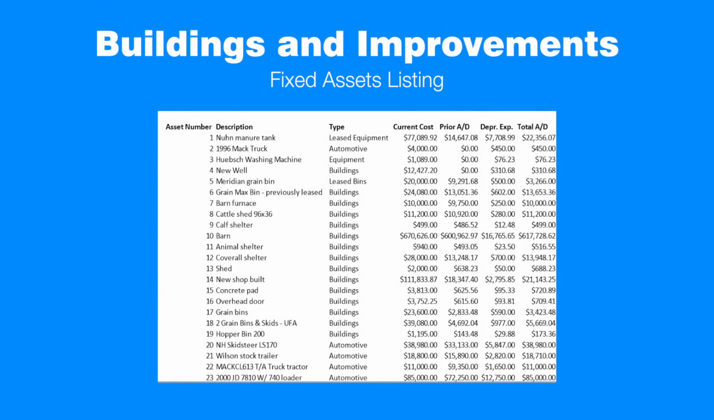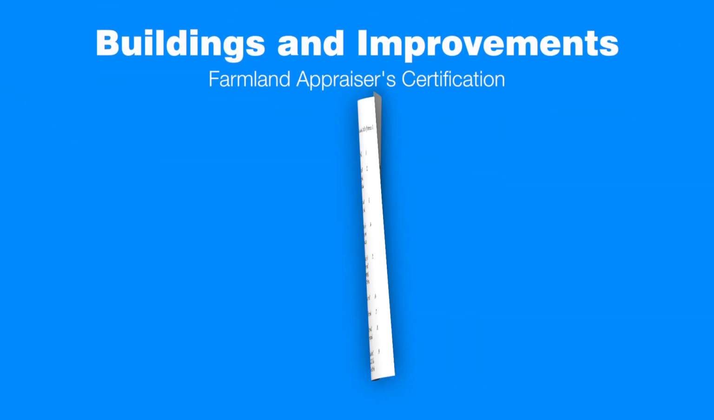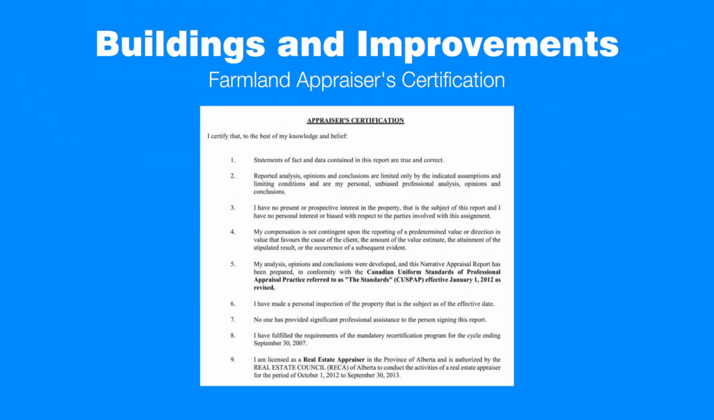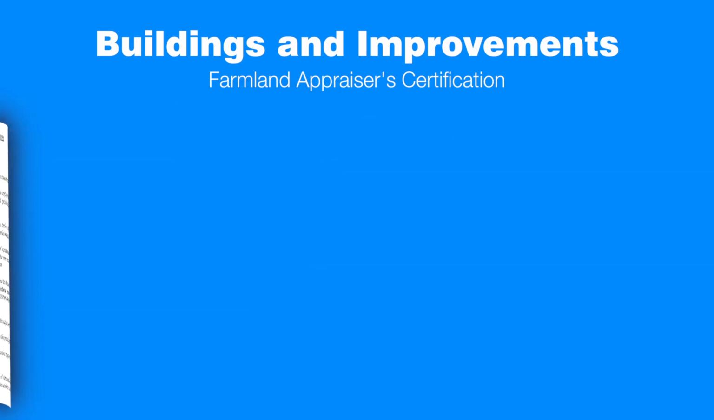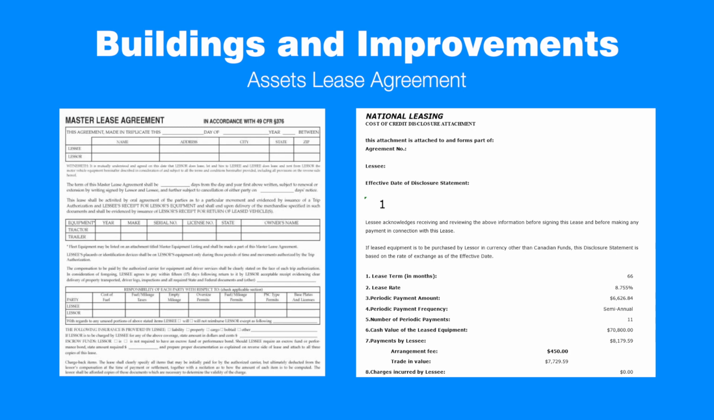Where can you find the Buildings and Improvements data? There are several possible sources. First, the fixed assets listing that is normally prepared by accountants. If a fixed assets listing is not available, other sources of Buildings and Improvements information include a farmland appraisal that lists the buildings and improvements with their appraised market values, a certificate of property insurance, or a statement of assets and liabilities as provided to lenders. For leased buildings, the asset's lease agreement is the best source of data.